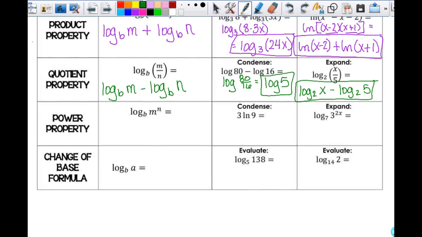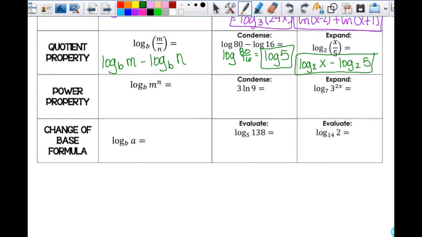All right, so then I have a power property. I've got log base b of m to the n power. So this exponent here comes out in front over here. So this becomes n times the log base b of m. And again, that can go in both directions there.